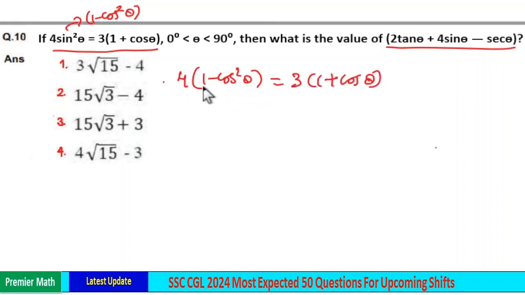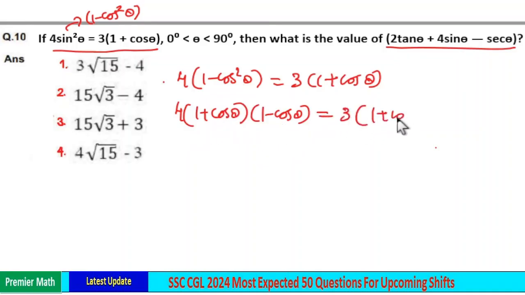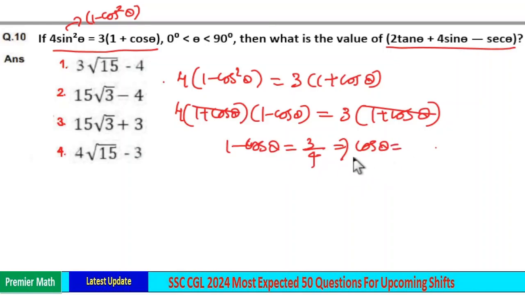Now, this is like a square minus b square. That is 4 into (1 plus cos theta) into (1 minus cos theta) is equal to 4 into (1 minus cos square theta). That is, 1 minus cos square theta is (1 plus cos theta) into (1 minus cos theta), which is equal to 3 into (1 plus cos theta). Now 1 plus cos theta cancels. That is, 1 minus cos theta is equal to 3 by 4, which means cos theta is equal to 1 minus 3 by 4, which is 1 by 4.